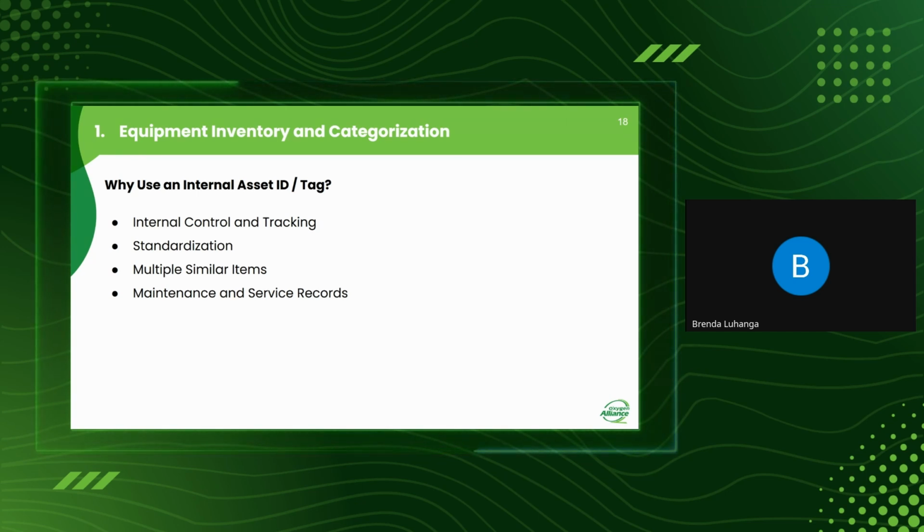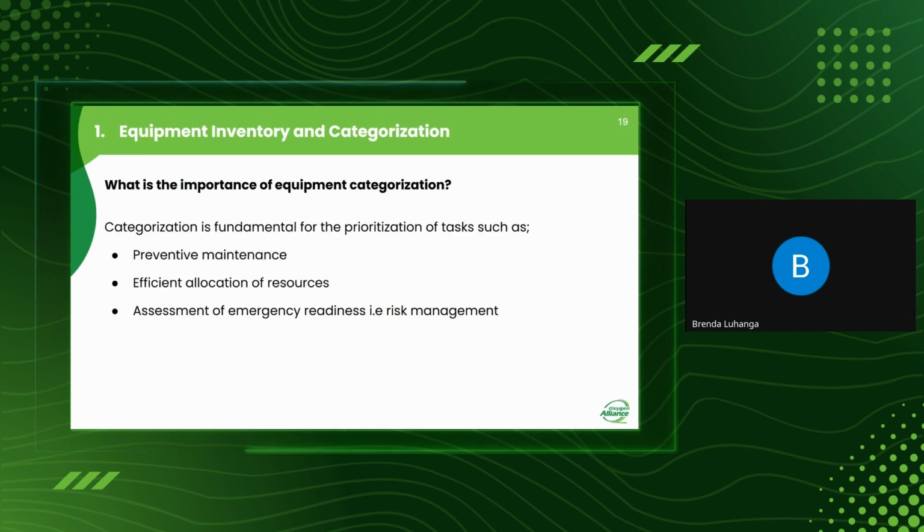For instance, emergency equipment, and so on. On the part of categorization, when doing your inventory, you can group these medical equipment in several categories. This is good for ensuring preventive maintenance, for efficient allocation of your resources, and also assessment in cases of emergencies. So you can group these equipment according to their use.